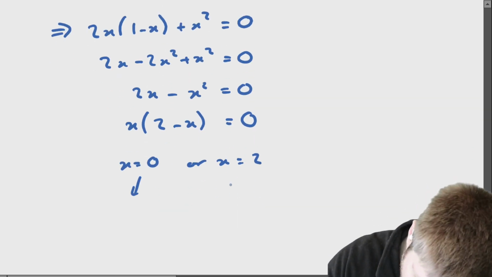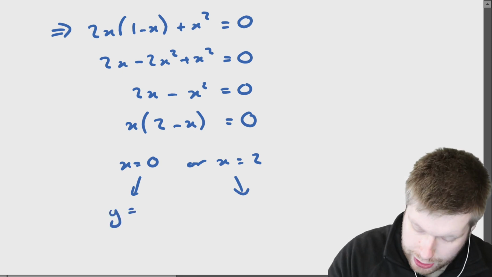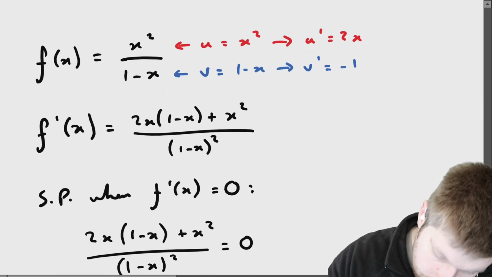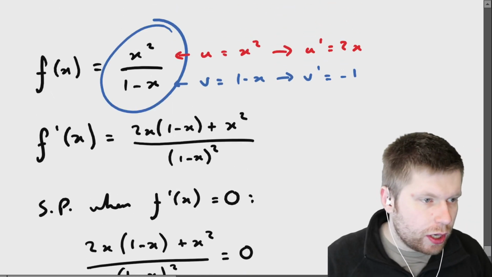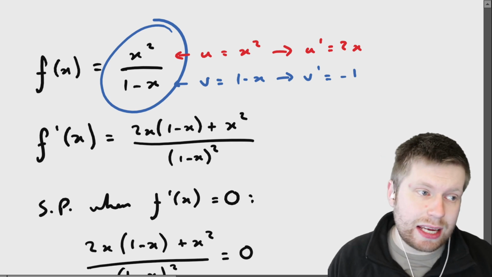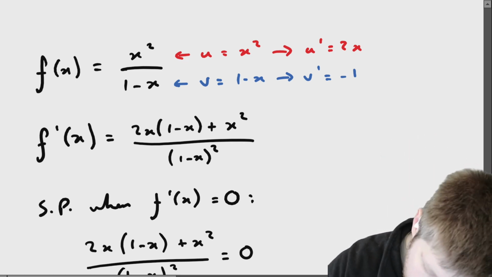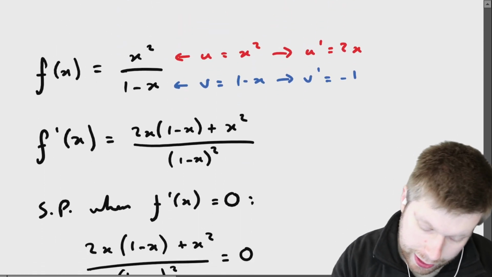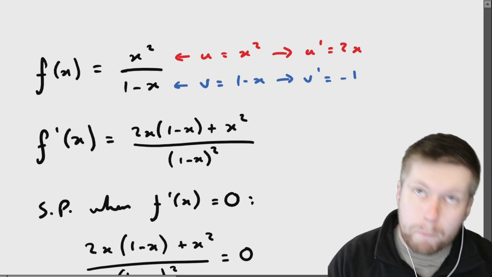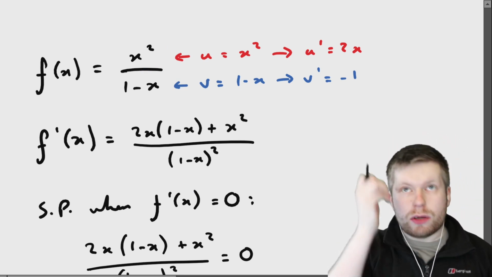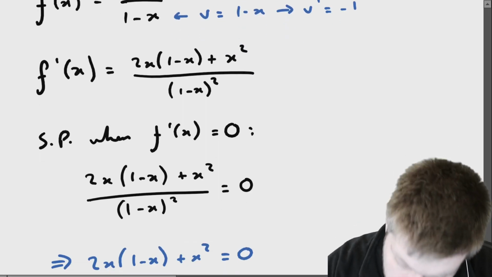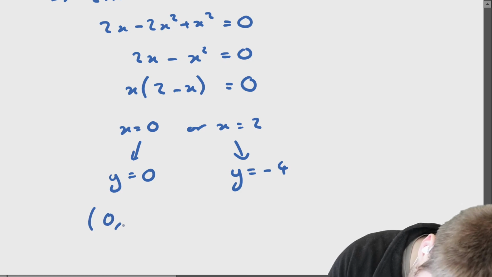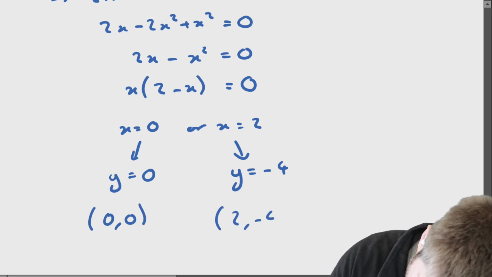So to find the corresponding y's, all I need to do is just stick those two values in. So first of all, I'm going to take x equals 0 and stick it into my original function. If I stick x equals 0 in there, I just get 0 divided by 1. That's still 0. So in other words, my y is equal to 0 for that one. If x equals 2, let's see what I get. Well, I get 4 on the numerator, and I get 1 minus 2 on the denominator. That's going to be equal to negative 1, so it's going to be negative 4 as my y. So therefore, my stationary points are (0, 0) and (2, -4).